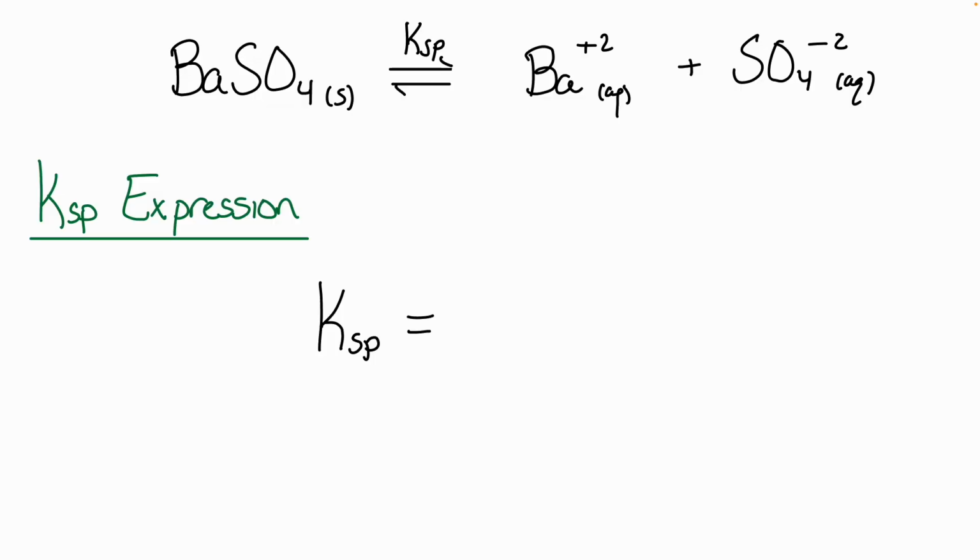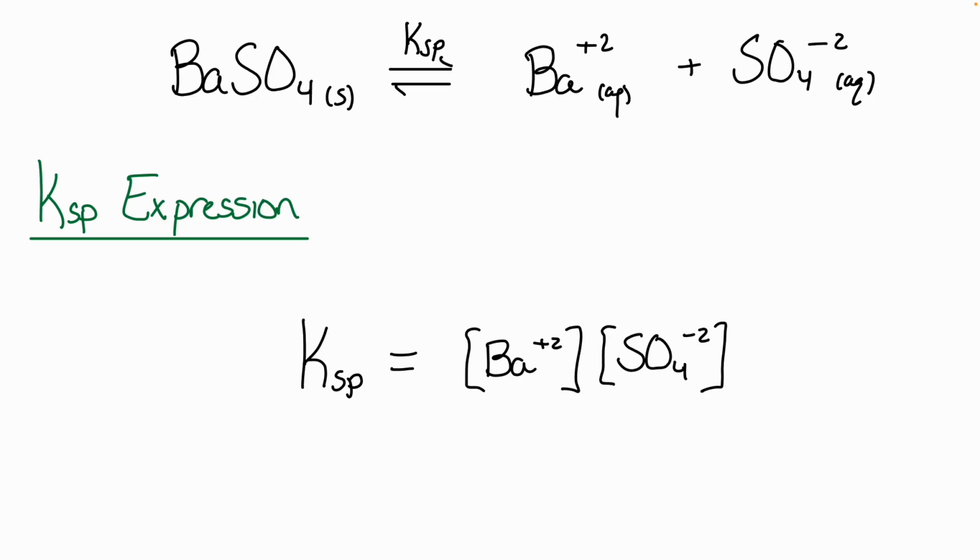So what we're going to see is that our expression is always independent of the amount of solid that we formed here. So this would just be the concentration of barium ions times the concentration of sulfate ions. Boom. Okay. So we're just going to note our KSP expression is independent of the amount of our solid.